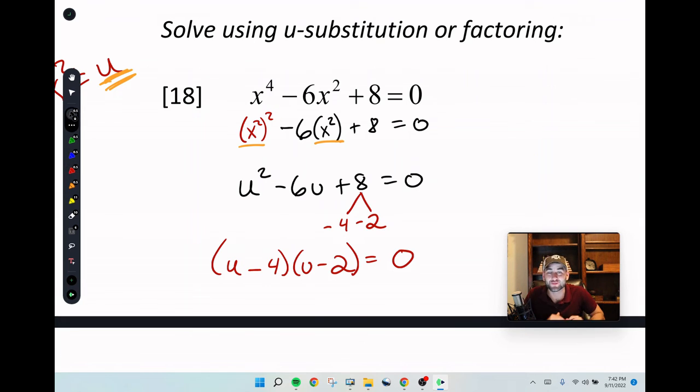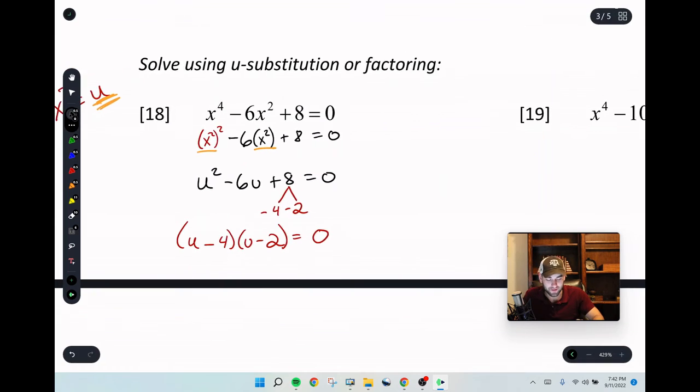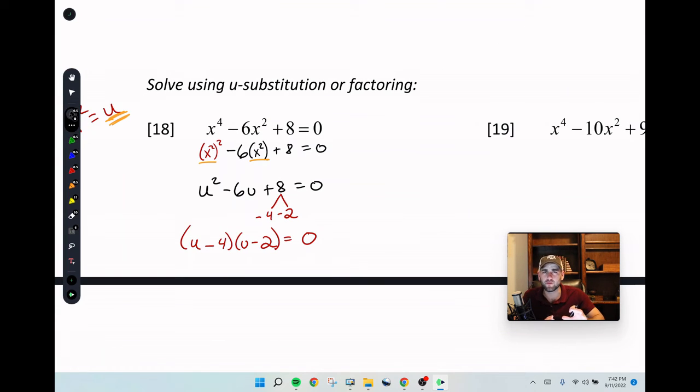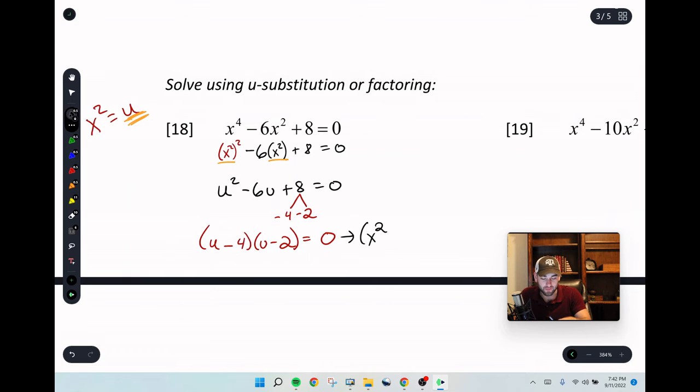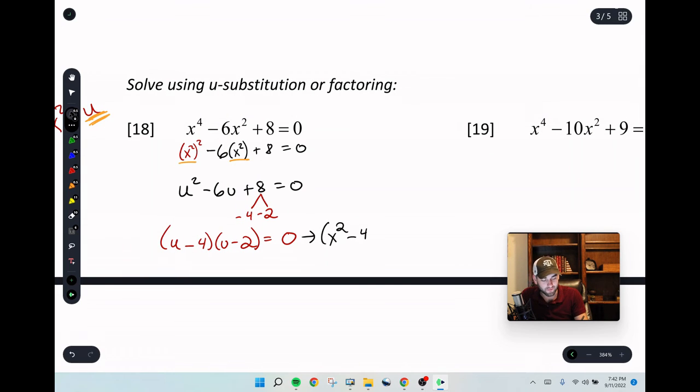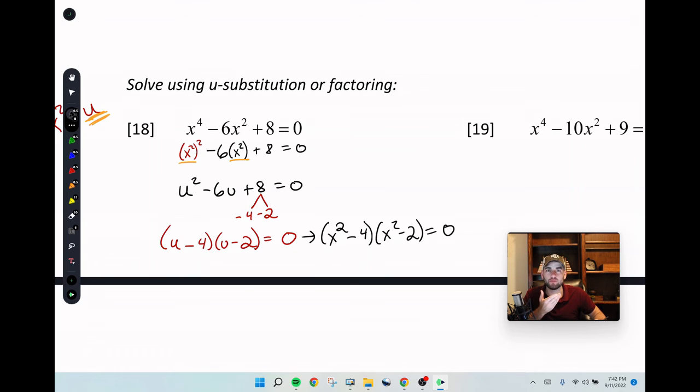Not quite, because what did we just say? Oh, we need to replace our u. We replaced u with something, right? x squared. So now we've got to come back in and do it again. At this point, you could take it one of two ways. I'll show you the way I do it. We're going to take that u and put x squared back in. So x squared minus 4 and x squared minus 2 equals 0. Well, one of those is a perfect square, right? So we're asking ourselves, can we break these down anymore? Let's find out.